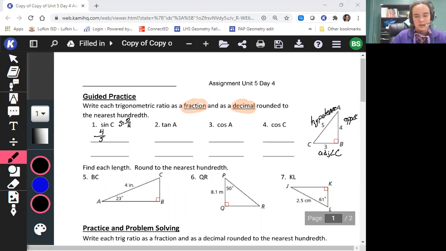And we want to round to the nearest hundredth place. So when there's not one, it means it's a 0. So we have 0.80.